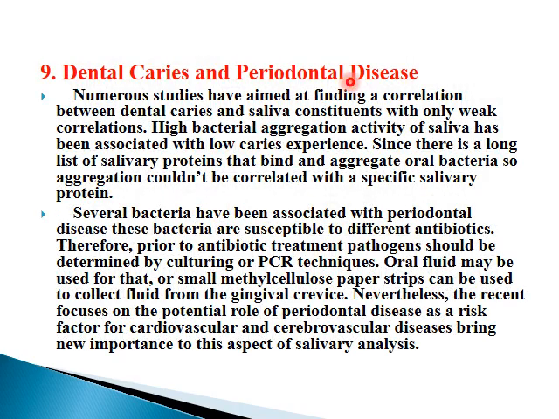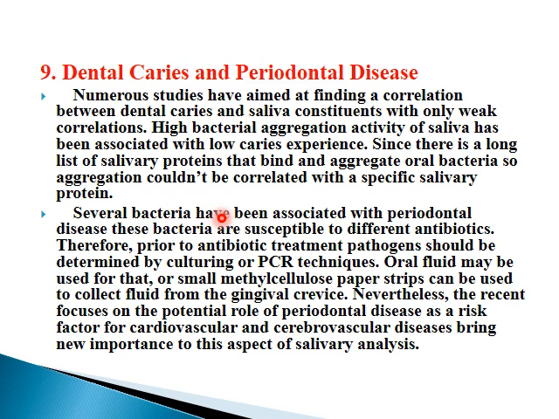Dental caries and periodontal disease. Numerous studies have aimed at finding a correlation between dental caries and saliva constituents, with only weak correlations. High bacterial aggregation activity of saliva has been associated with low caries experience, since there is a long list of salivary proteins that bind and aggregate oral bacteria. So aggregation couldn't be correlated with a specific salivary protein.